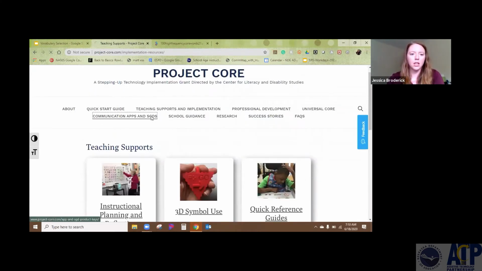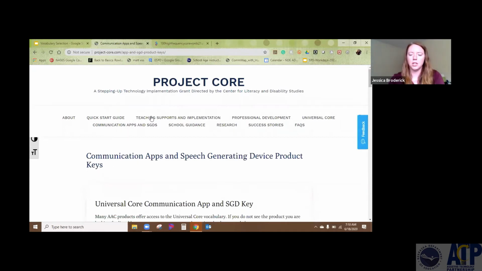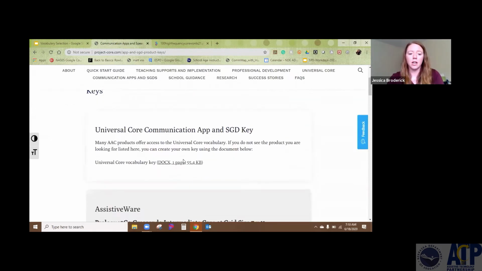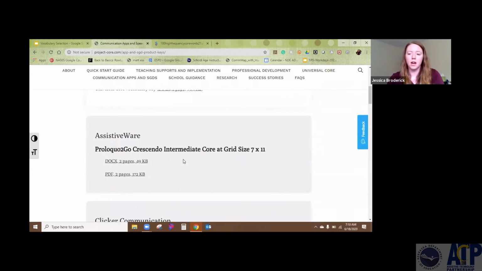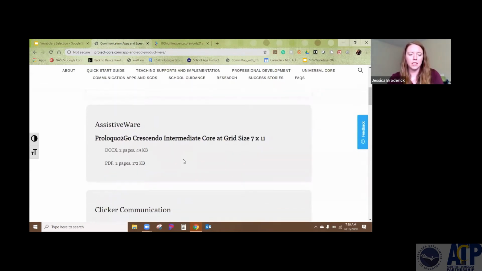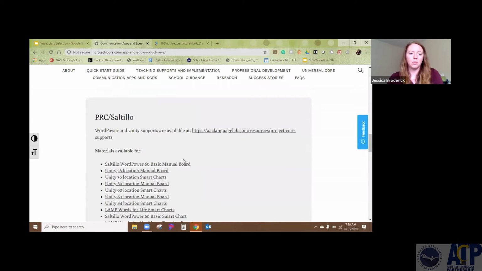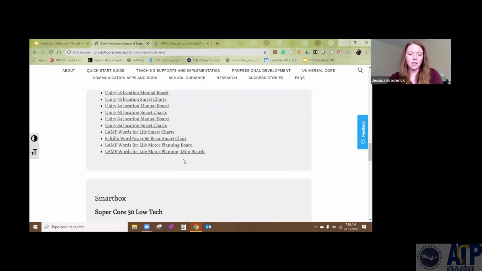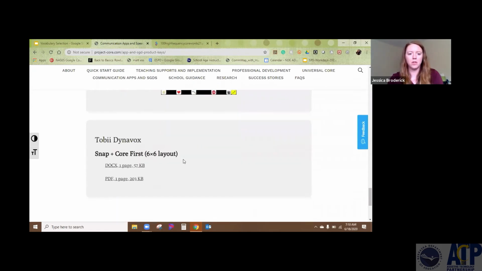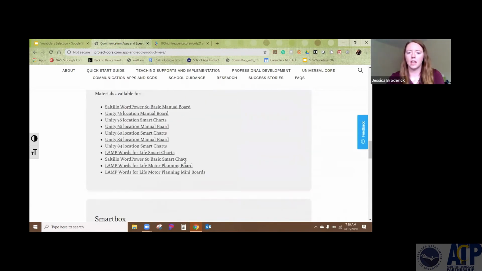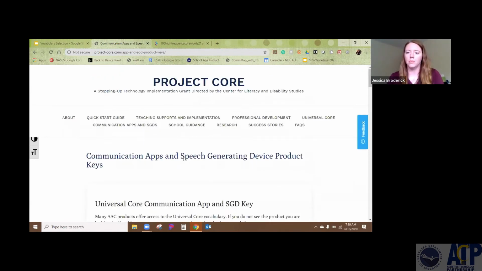They have a list of communication apps and SGDs, which is a speech generating device, that they have worked with, that they have partnered with to research. So if you're looking for a good place to get started, they have a list of different apps and companies that they've worked with. So you'll see Proloquo2Go, CoughDrop is one I hear a lot, things from PRC, which is the LAMP system, Tobii Dynavox, Speak for Yourself. And so there are references for all of these companies and how they've worked together and how to use the core vocabulary found within those different apps and devices.